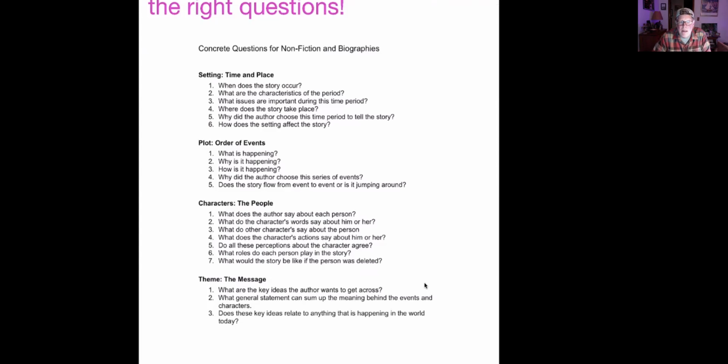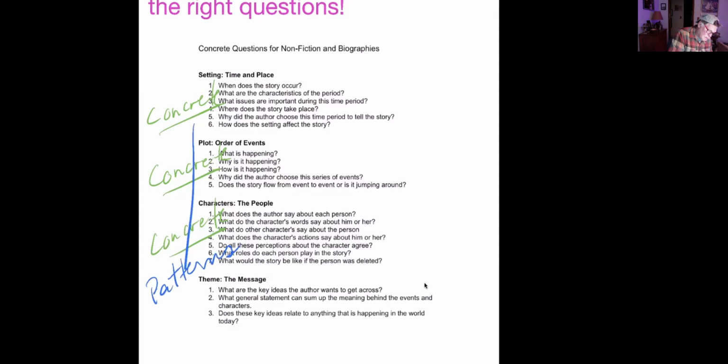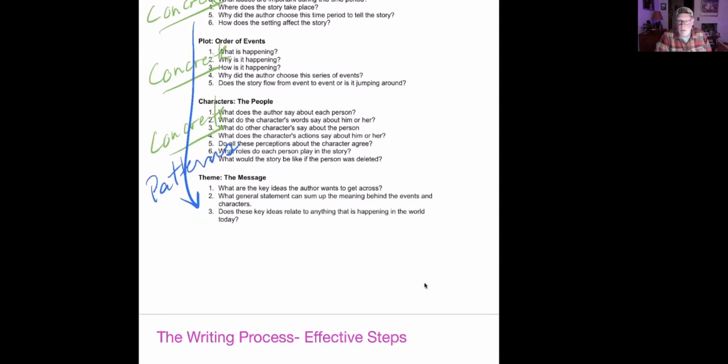The plot, what is happening? Why is it happening? Why did the author choose the series of events? And then the characters, really understand what would the story be like if the person was deleted? What do the characters say about him or her? Because what you're doing is you're really building a concrete idea, right? These are all concrete. And they're very important because the concrete gives the details that hold up the patterns. Because once you see patterns, those patterns flow into the theme, okay?